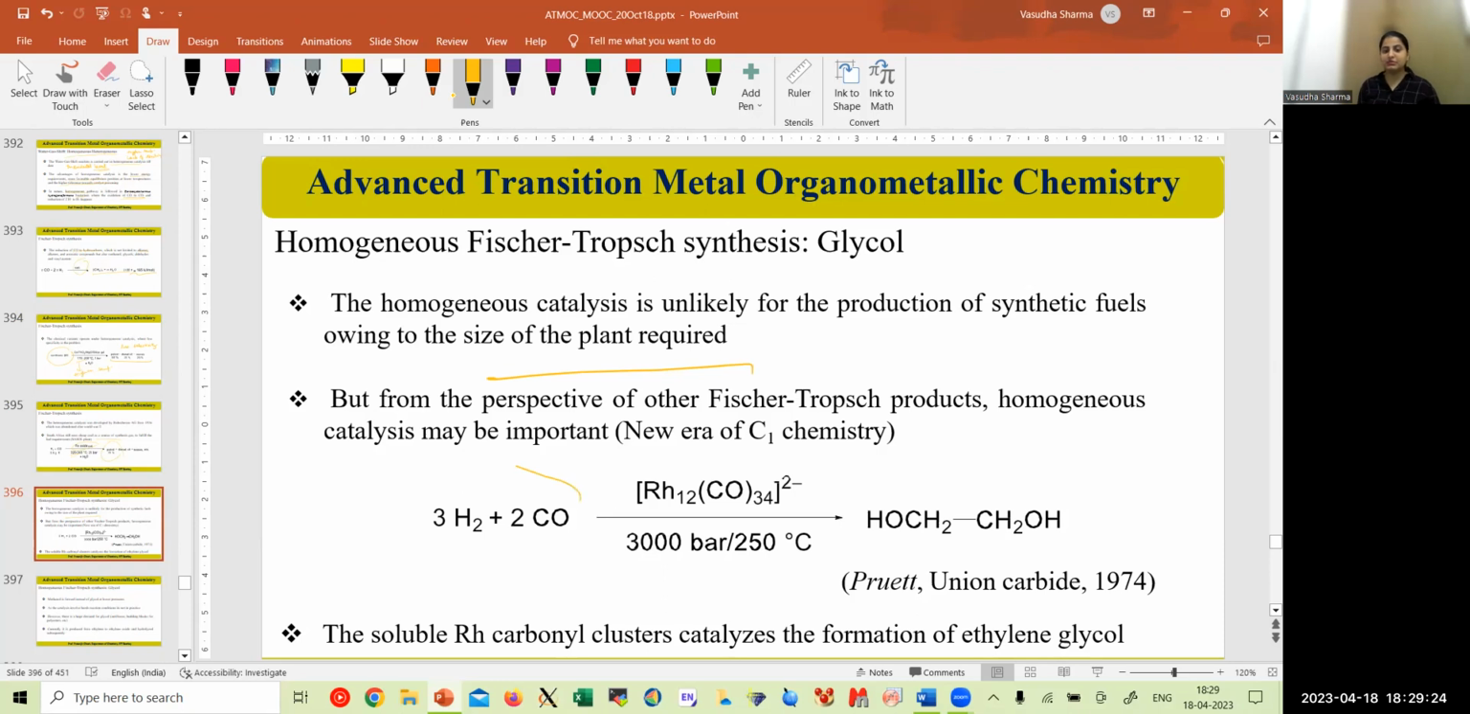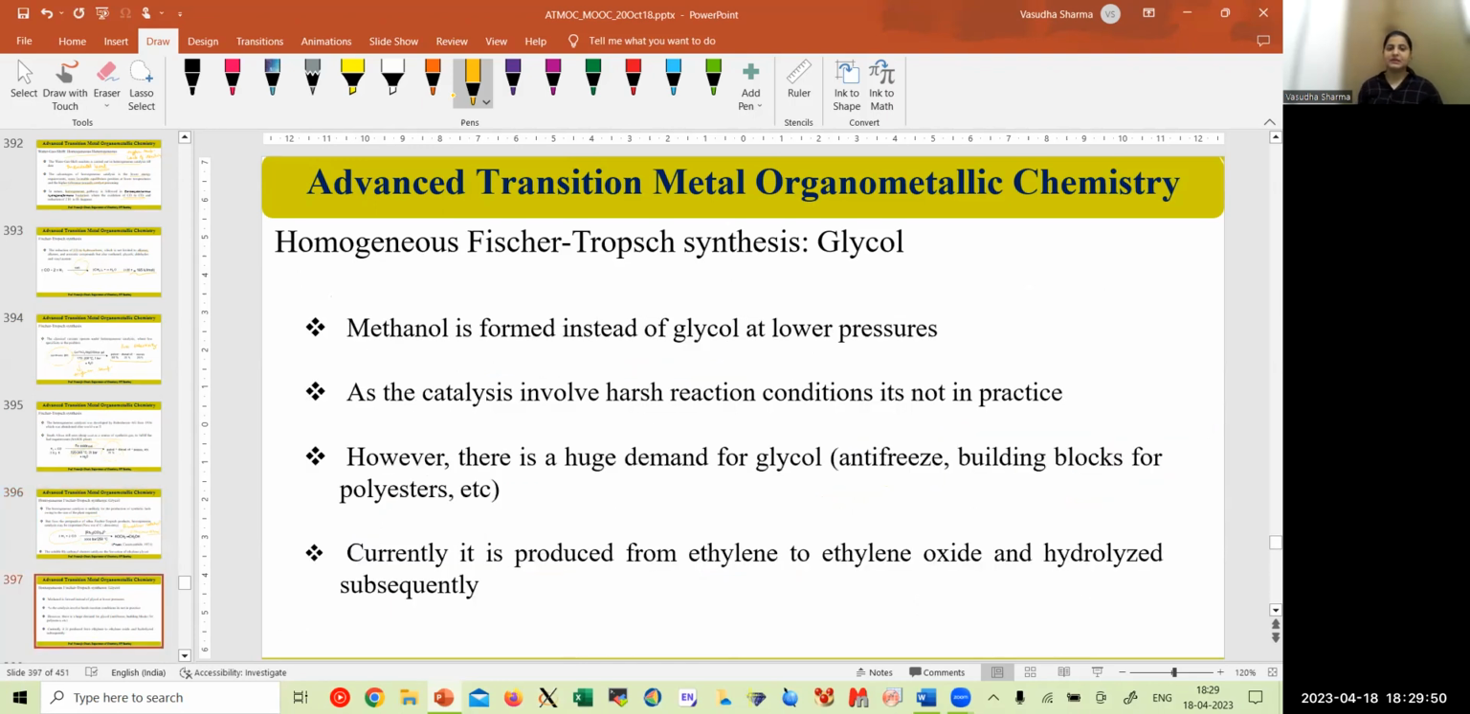And if you are treating the carbon monoxide with 3 moles of H2 using the rhodium catalyst, at certain temperatures and bars, we ended up having ethylene glycol as the product. So the soluble rhodium carbonyl clusters catalyze the formation of ethylene glycol. Now methanol is formed instead of glycols at low temperatures and pressures.